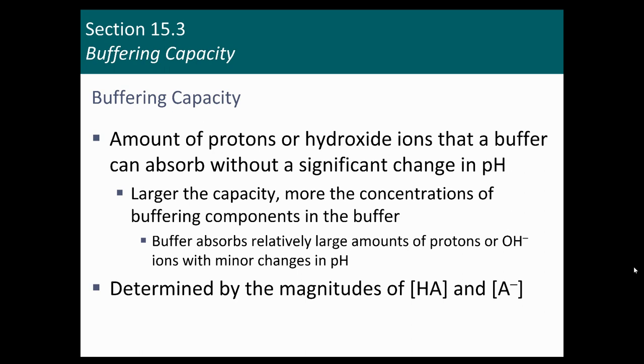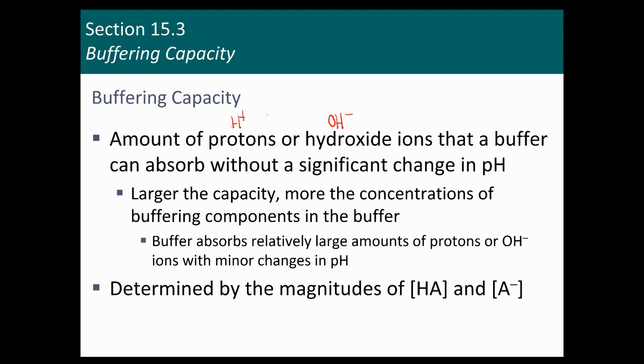Hey students, we're going to talk about section 15.3, which is buffering capacity. This is a really important part about how buffers work and how we would select buffers that are going to work the best to maintain a pH that we want. So buffering capacity references the amount of protons, H plus, or hydroxide ions, that a buffer can absorb without changing the pH by very much.